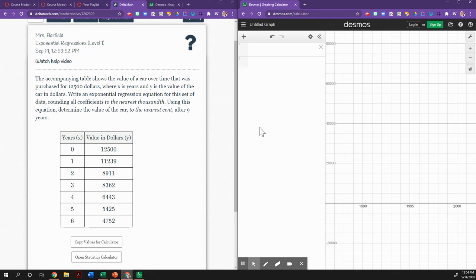Write an exponential regression equation for this set of data, rounding all coefficients to the nearest thousandth. So that's 3 decimal places. Using this equation, determine the value of the car to the nearest cent after 9 years.